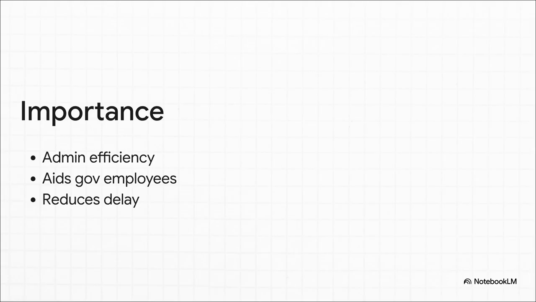Then, briefly state the importance. Bullet 1. Significantly improves administrative efficiency. Bullet 2. Ensures direct justice to government employees. Bullet 3. Substantially reduces delay in continuous litigation. Summarizing the importance neatly right here acts as the absolute perfect transition before you hit the heavy case laws.